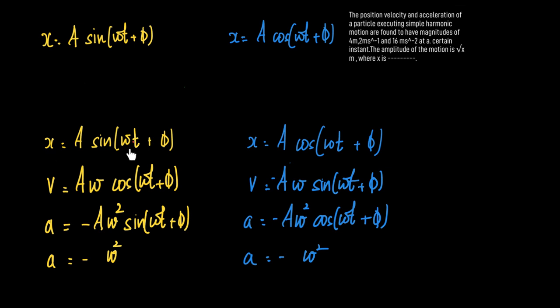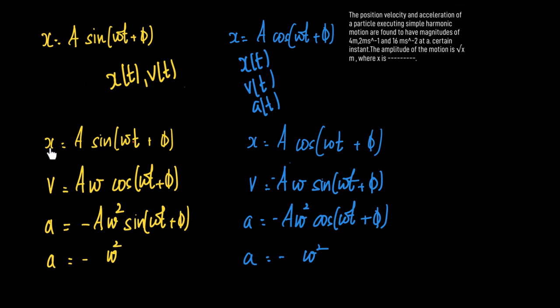If x equal to a sine omega t plus phi, take the derivative of x with respect to time. Now see, whenever I write x, it directly implies x as a function of t, v as a function of t. Likewise here, x as a function of t, velocity as a function of t, acceleration as a function of t. Okay?